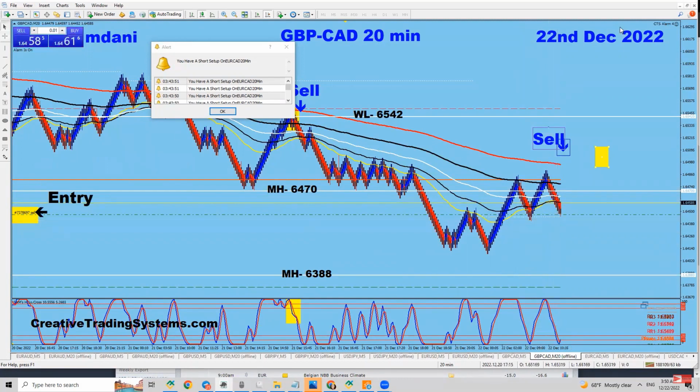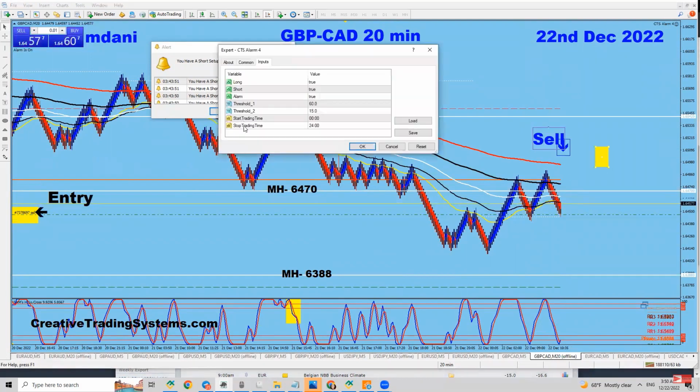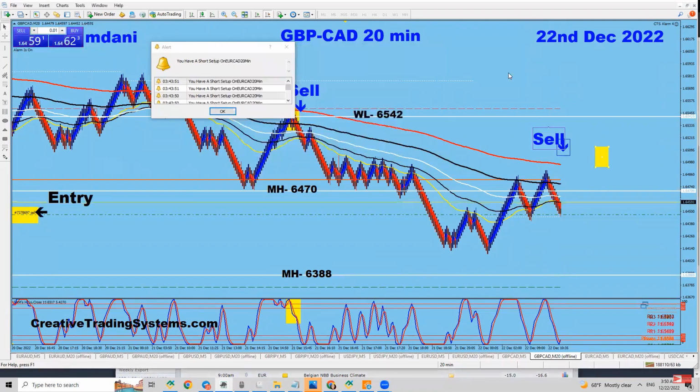This filter has the time. Let me show it to you. See the properties? You see this here? Start trading time, stop trading time, options here, threshold 1, threshold 2. These are the options you can set up, and this will beep only at certain times, not all the time, even if you have a setup.